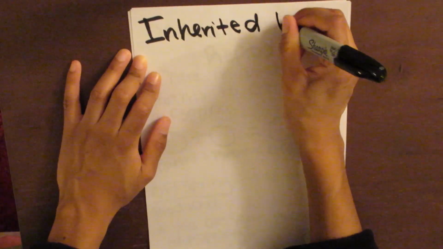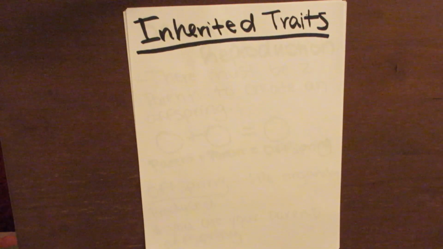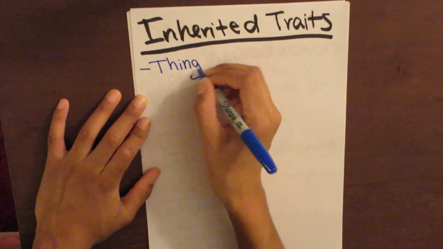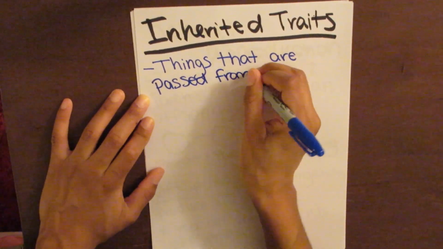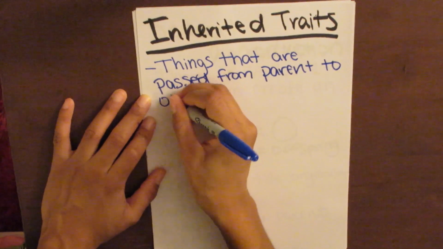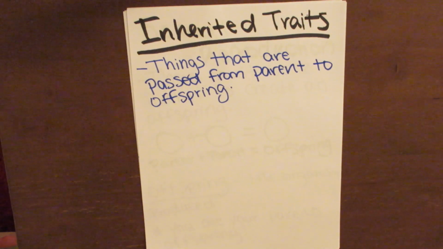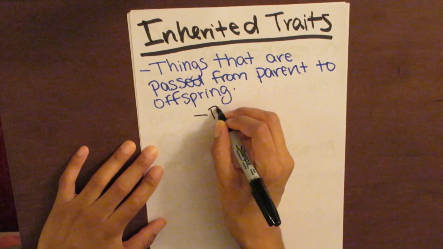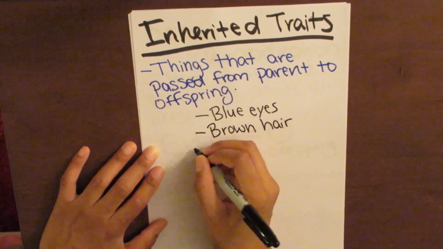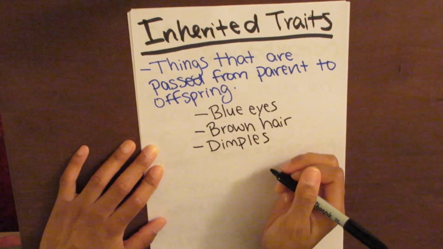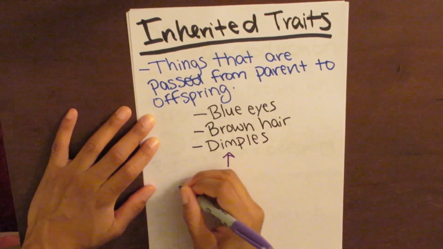So now we're going to look at inherited traits. Let's talk about what exactly an inherited trait is. These are things that are passed down to you from your parents. You inherit them directly from your parents. Examples of this could be you having blue eyes, or maybe brown hair, or even dimples. Some people have dimples, some people don't, but that's something that you would inherit from your parents. You can't control you having any of those things. You either get them or you don't.